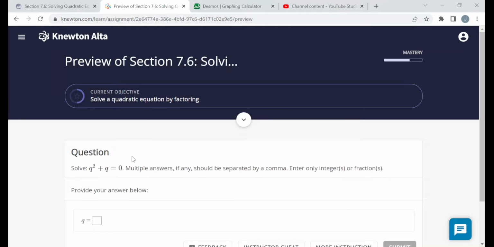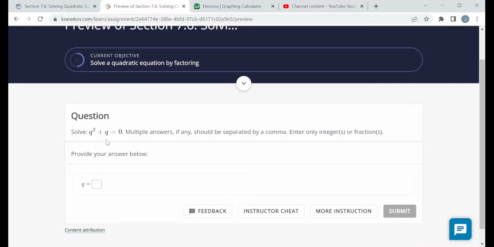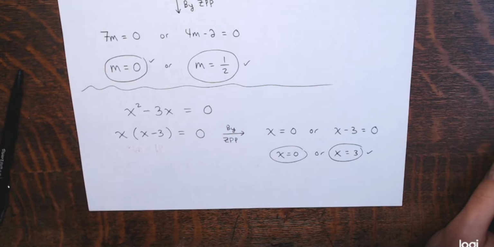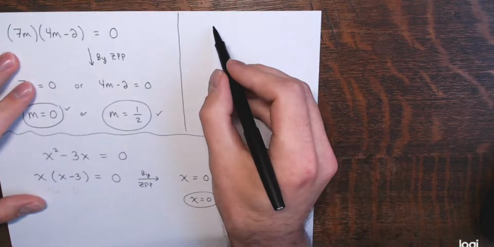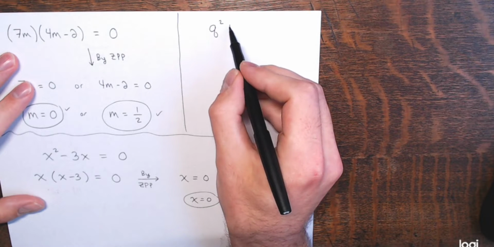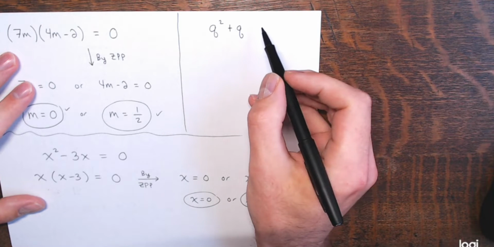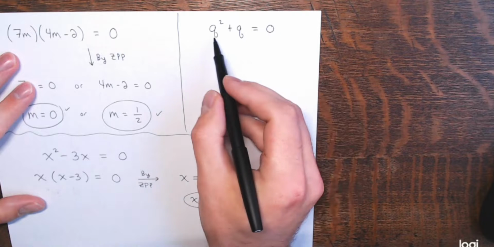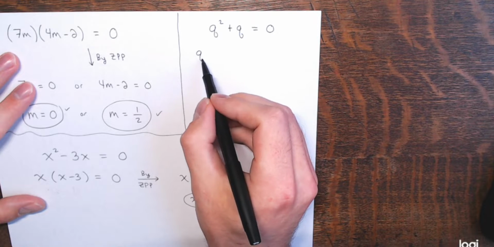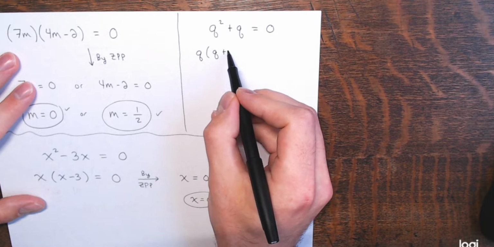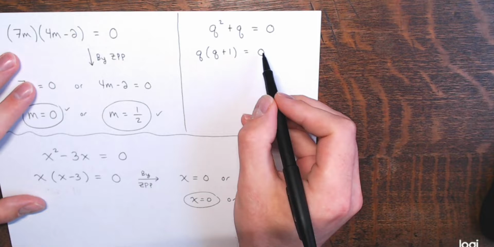There's another equation. This one's very simple. It's already set up where everything's on one side and 0 is on the other. So I can very quickly write this one out. In fact, I've got room up here. This will be a short one. We have q squared plus q equals 0. Everything on one side, 0 on the other. Now I just factor this polynomial on the left, which is just pulling out q. You have q times (q plus 1) equals 0.